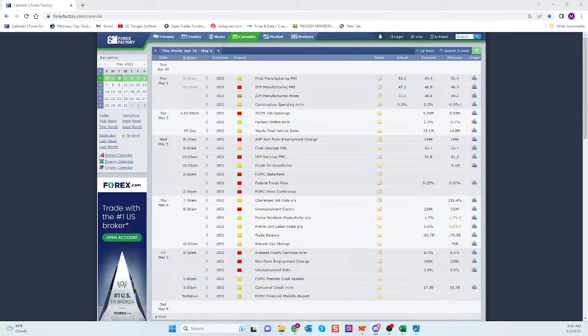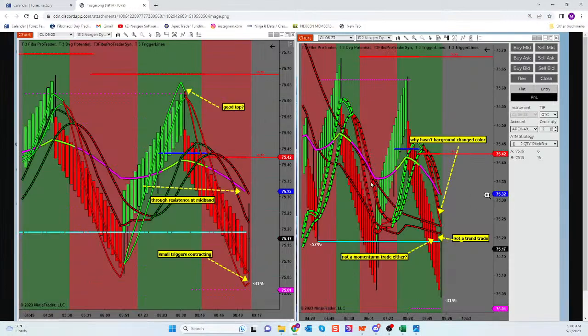Nice to see some writing on those charts. All right, guys, let's do this again. Same thing every day, right? Rinse and repeat, build confidence, recognize advantages, post your pictures in class. Tell me why you did what you did. Just like David did. David saying good top through resistance on the mid-band, small triggers contracting. Not a momentum trade into that PSO, right? Large trigger, smalls are above the large.